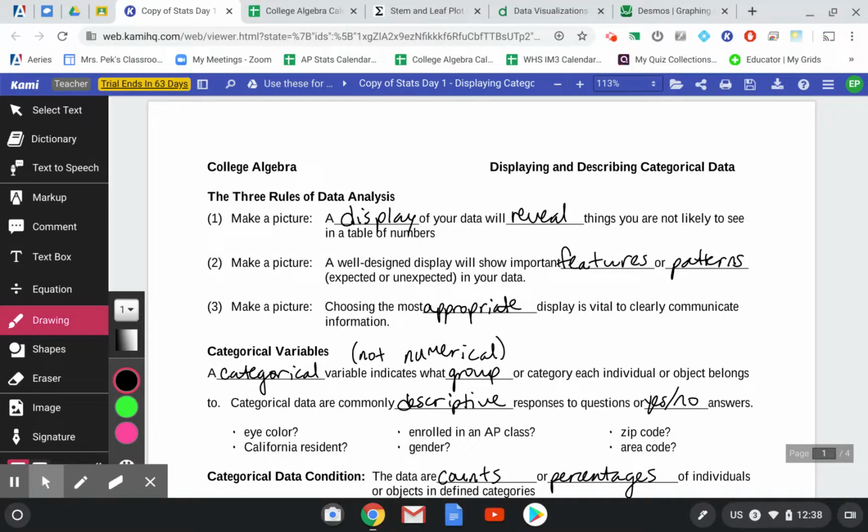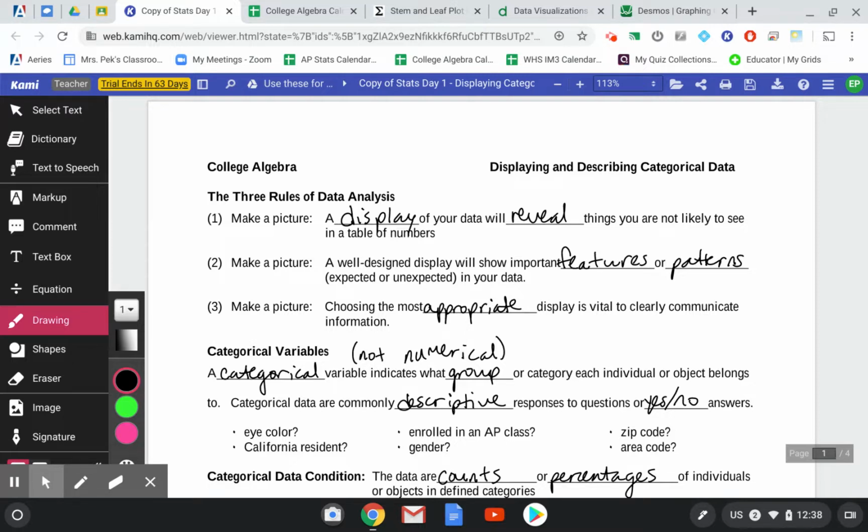Hey class, today we're going to be starting our Data Analysis Statistics chapter. And these notes are going to be pretty in-depth, so you may need to pause the video to write in all the little things. I've already written them in to try to save us some time here.